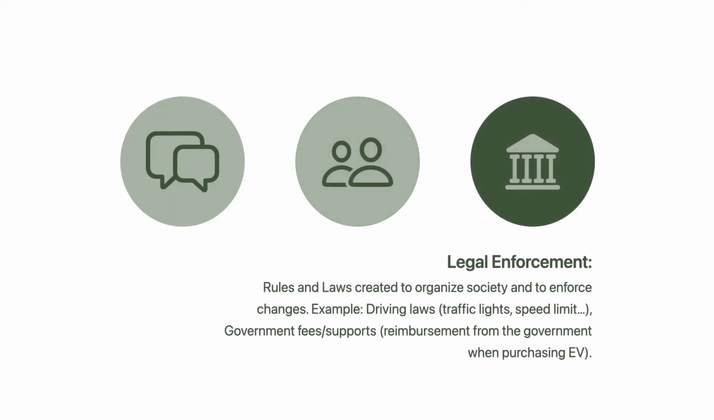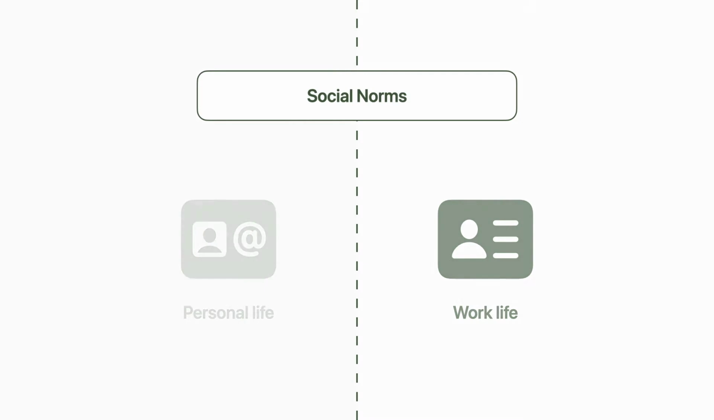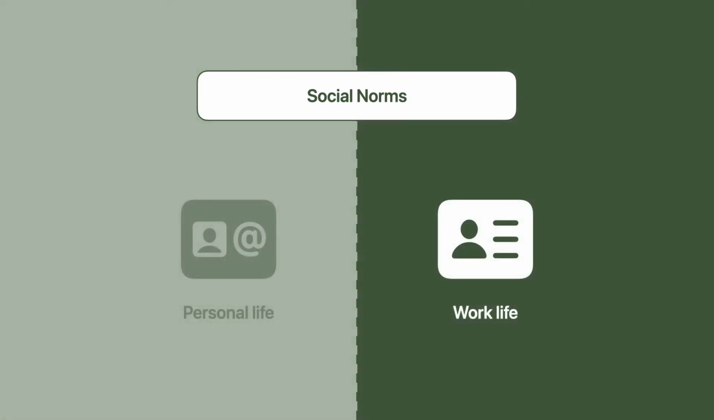That is to organize a society and make everybody perform things a specific way. So those are actually essential. But for the purpose of today's presentation, we're only talking about social norms in our personal life and social norms at work, and how those two are related and work together. So let's talk about social norms first in our personal life.